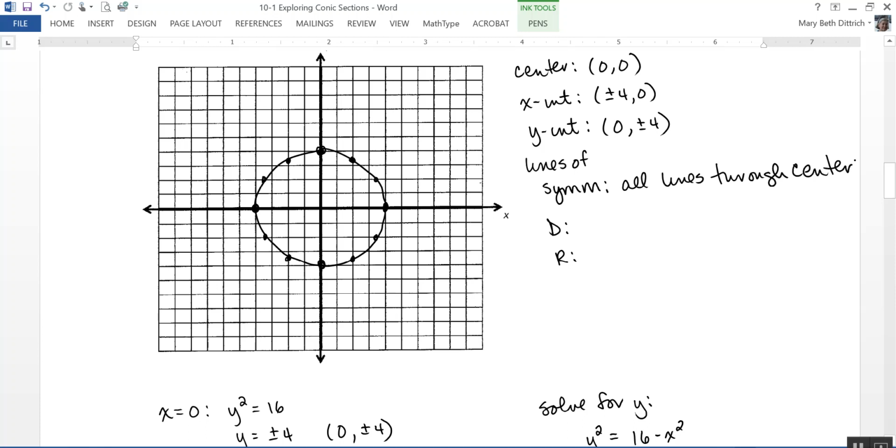Okay, and now for my domain and range. In other words, for my domain, what can x be? Well, you'll notice that x can be any value between negative 4 and positive 4. So I'm going to write it like this. Negative 4 is less than or equal to x, which is less than or equal to 4.